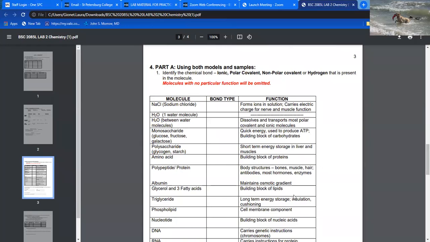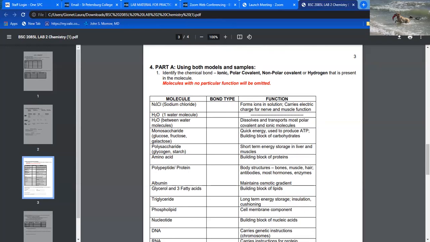Okay, then we move on to part 4. Using both models and different samples, which means maybe bottles that have labels on them that say that they are a sucrose molecule, or it's albumin, or it's cooking oil, that it makes it a fat. So we're going to apply what bond types and functions are to these different molecules, whether they're in a model form, like a ball and stick kind of a model, or labeled boxes or bottles of things. And again, this will become a little more clear when we get to the images.